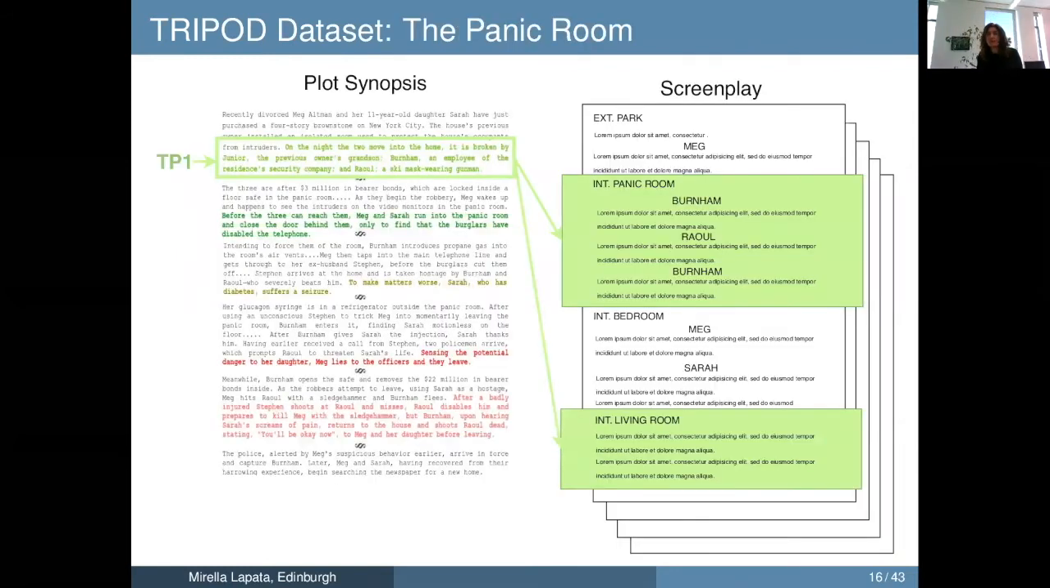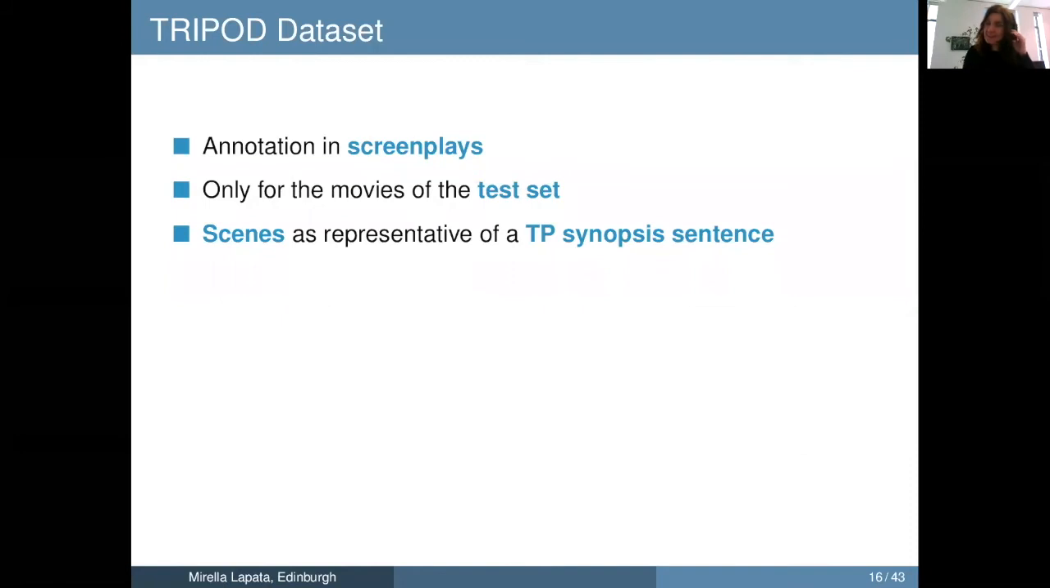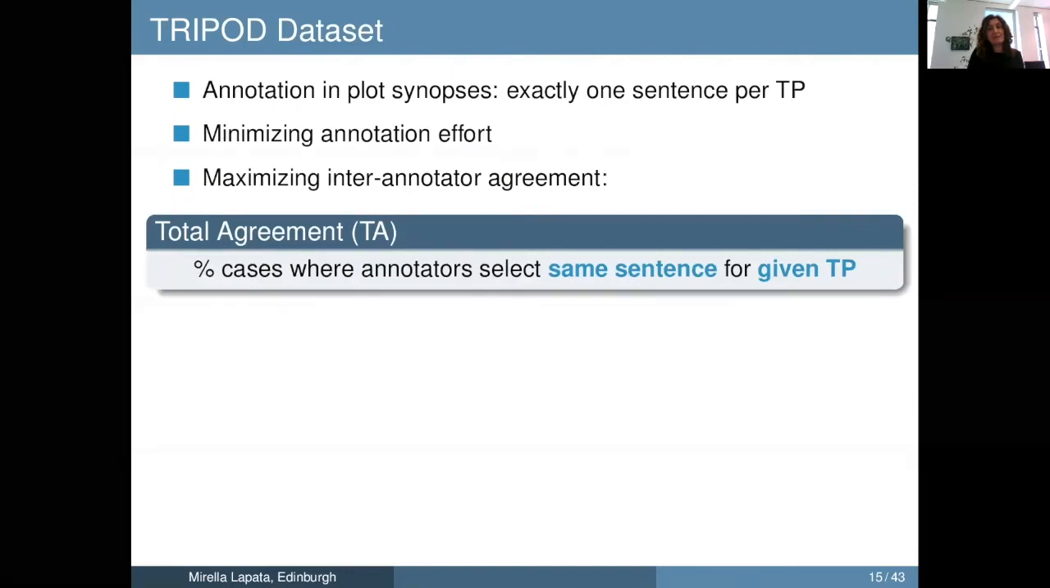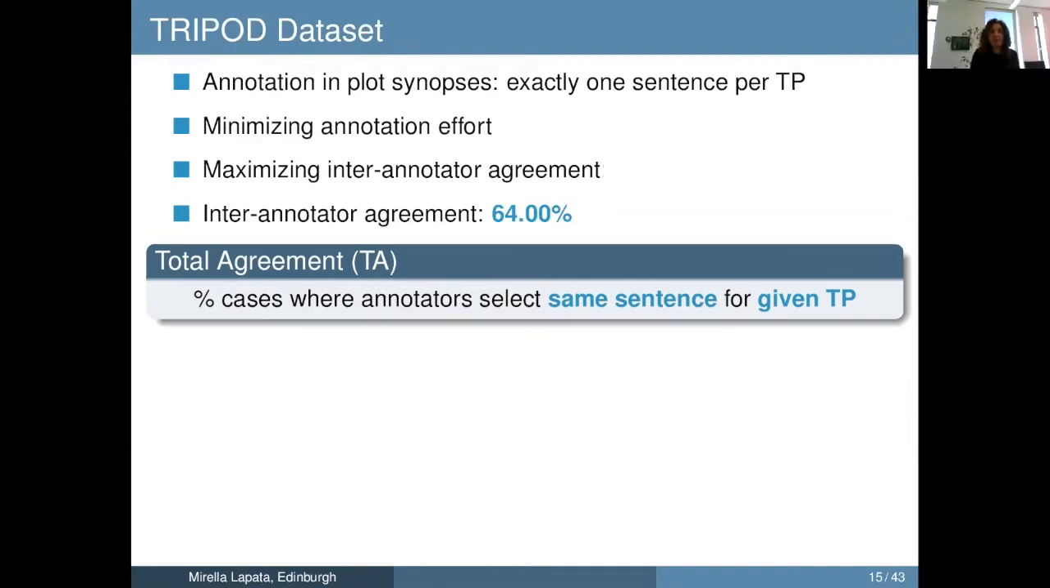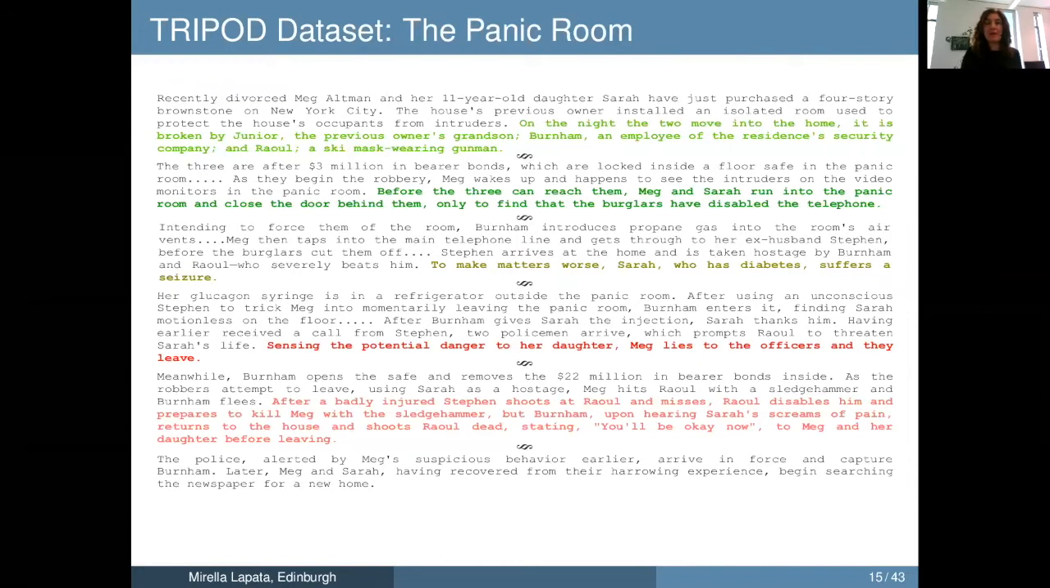Mirella, could I just interrupt? Yes. Yeah, there's a question about the annotation setup. So basically, are the annotators marking both the sentence as well as what function in that turning point theory they're supporting? Both. Yes.